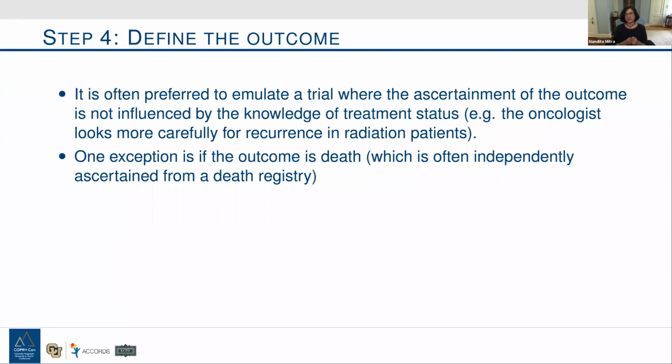In an observational study, for example, this may not be true, but say in our example of radiation versus chemo, say the physician looks more carefully for cancer recurrence in radiation patients versus chemo patients, then you are now ascertaining the outcome in a differential way. So those are things you should really think about when you're using observational data to define the outcome. And of course, one exception is if the outcome is death, because that's usually independently ascertained from a death registry. So it's easier to emulate a trial using observational data in terms of defining the outcome if death is the outcome.